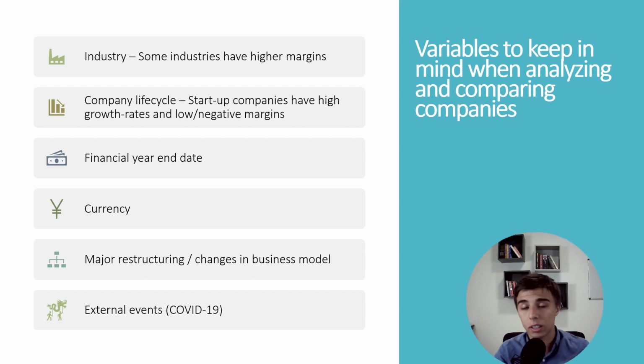Then we have the life cycle. If you take a look at startup companies, it's very normal for them to grow fast but to be losing money. That's been the case also with Amazon and Tesla and Apple and all of these large companies. It's absolutely normal. Then, something that we mentioned, the financial year-end date, and we have the currency, so both are very important.